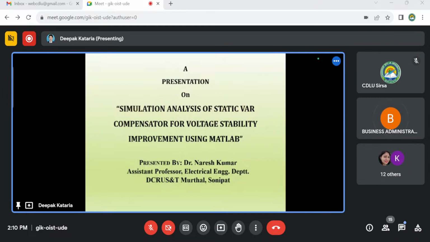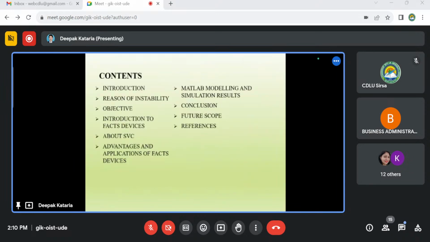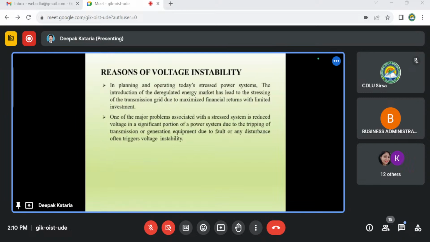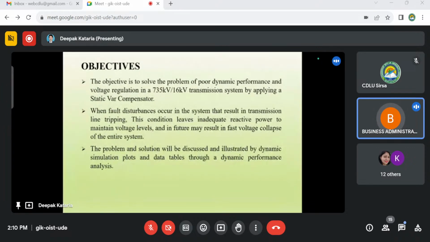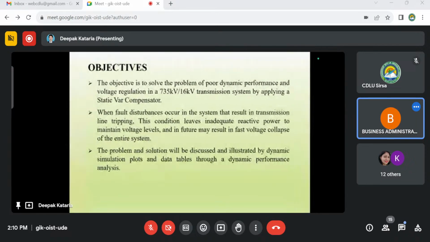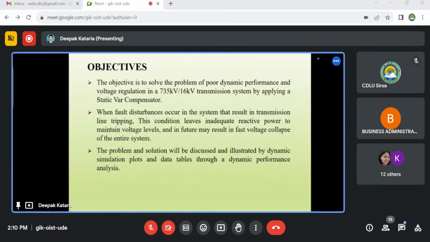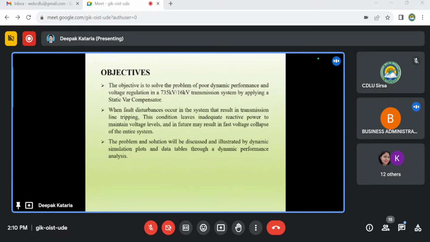It's visible. Yes, sir. The second paper is simulation analysis of static VAR compensator SVC for voltage stability improvement using MATLAB. Basic objective of... Can you show only the findings about your objectives, Deepak, in this paper? Yes, sir. These are my objectives. The only objective is to find solutions for these objectives. Okay, findings. Okay, sir. Only findings.